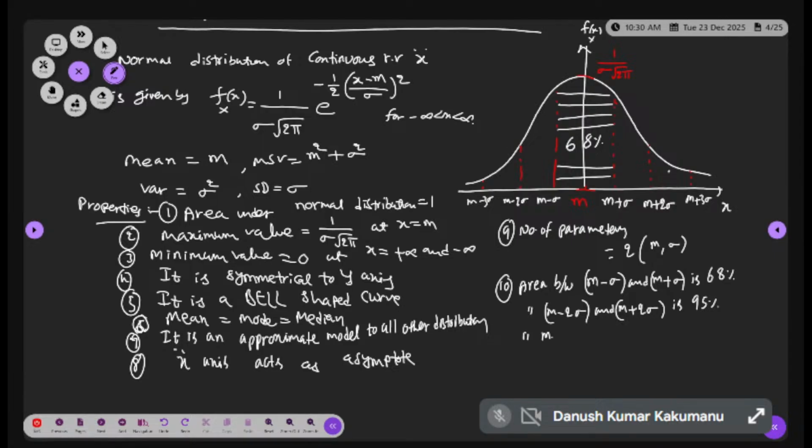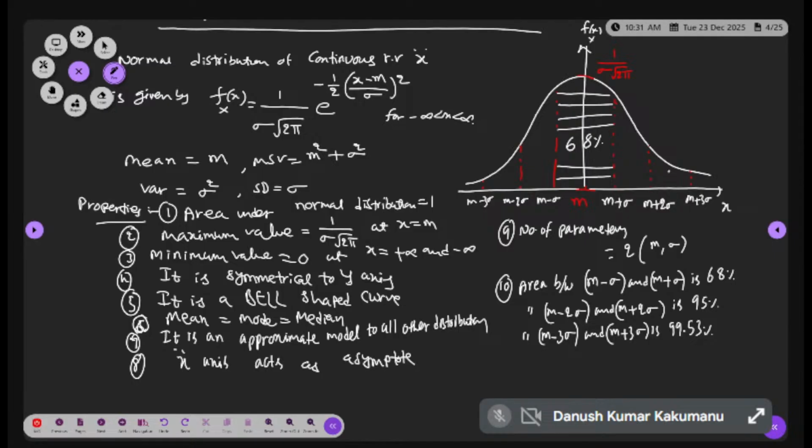Area between m minus 3 sigma and m plus 3 sigma is 99.73 percentage. That is all in terms of percentages. All these percentages are very important. We have so many GATE questions on these percentages 68, 95, 99.73. Overall area is 100 percentage.